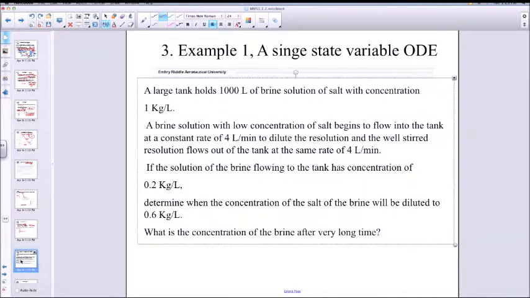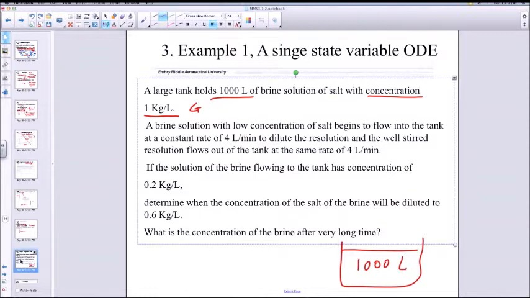Well, I always start from the easiest example. I have a large tank holding 1,000 liters of brine solution, and that's unreal. The concentration is 1 kilogram per liter. I should change into gallons if you want to be realistic. And then you read the story. You have a tank. That's how I usually do it. Okay, it holds 1,000 liters of brine. The brine has 1 kilogram per liter density.